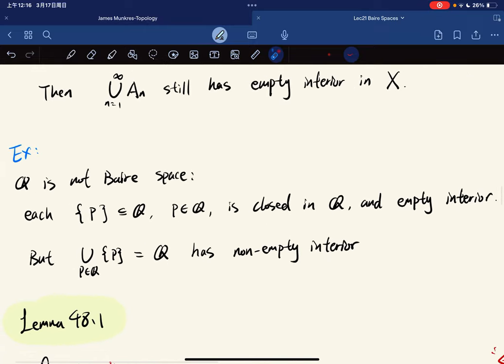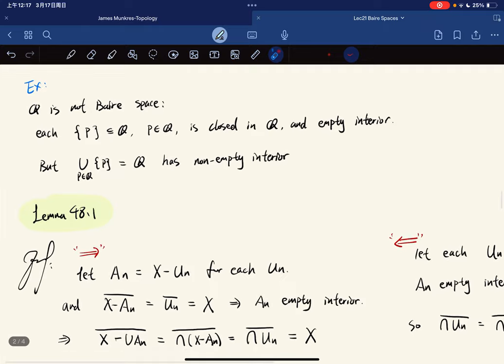So here is an example. Just one example is that the rationals is not a Baire space. This is the topology on the rationals by itself, not viewed as a subset of R. The rationals is not a Baire space because any single point is closed in Q, and they have empty interior. But their union is equal to Q, and Q has non-empty interior because, by the meaning of topology, the space itself is open, right? So Q does not have empty interior.